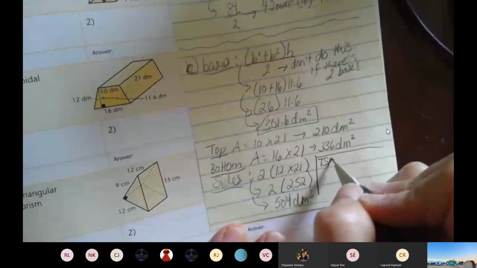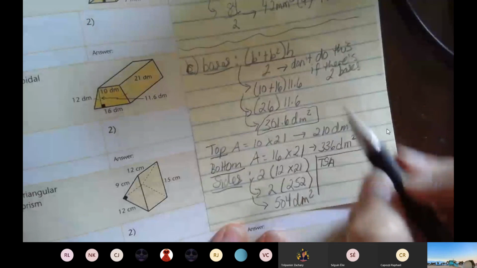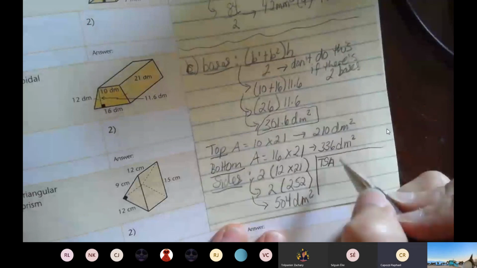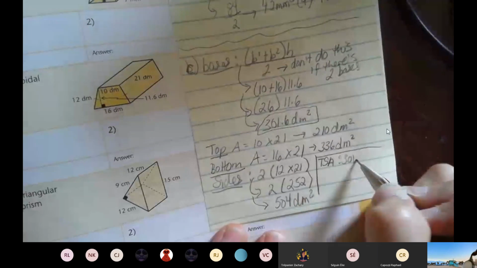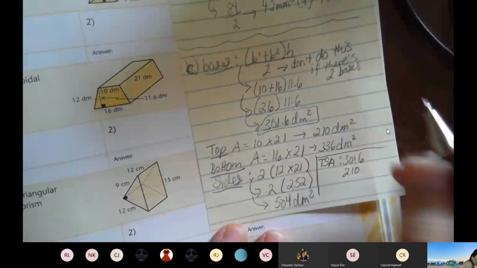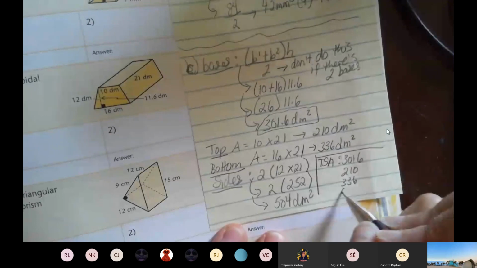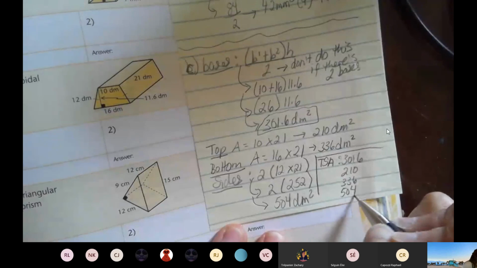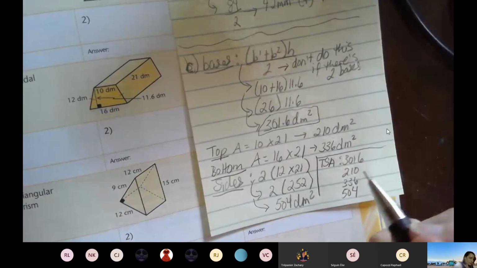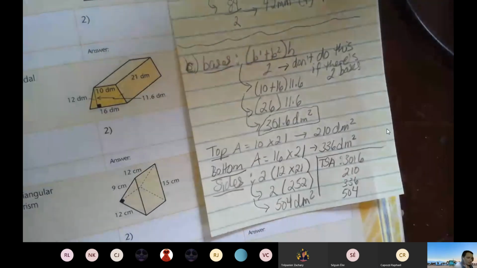TSA, total surface area. We've got 301.6. We've got 210. We've got 336. And we've got 504. Let's see what that all adds up to. I feel like it's over 1,200. What do you guys think? Tell me what your final answer is here, peeps.